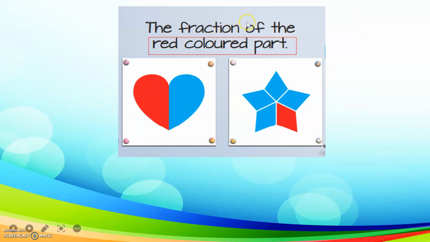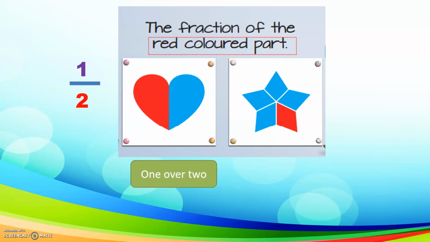The fraction of the red colored part. That means we should state the fraction for the red color only. No need to find it for the blue color. Okay, first, how many red parts are there in this loaf? 1. So the numerator will be 1 over. How many parts are there here? 1, 2. 1 over 2.